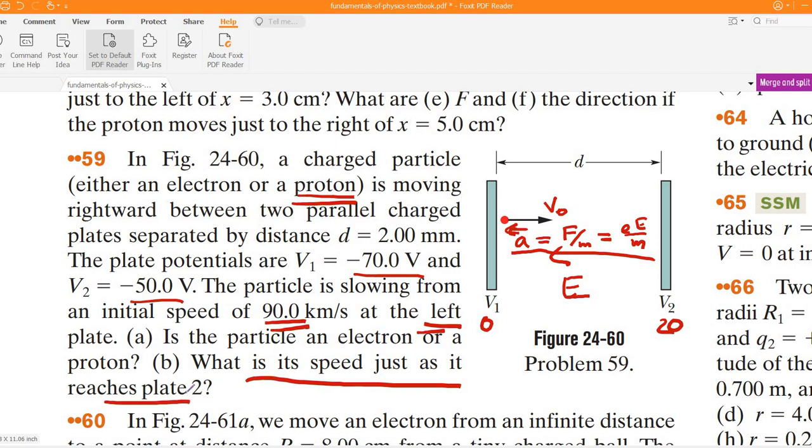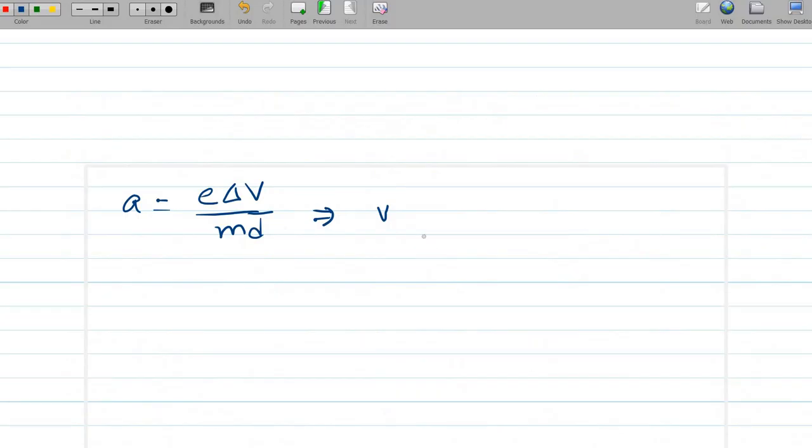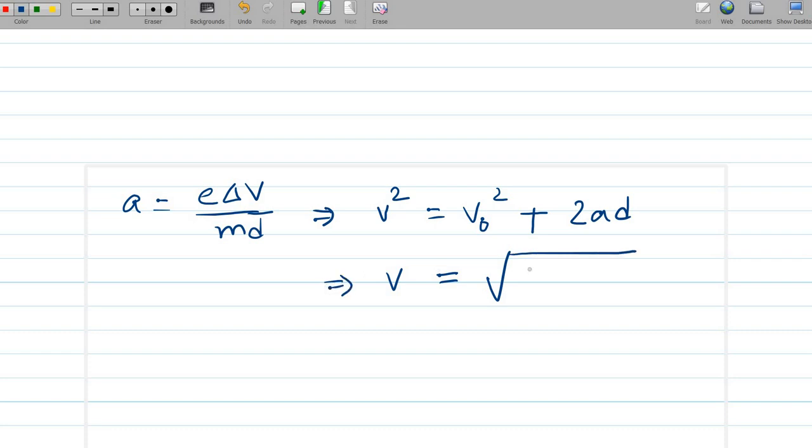Oh, alright. So for that, we'll need to know this formula, v squared equal to v naught squared minus, or I should say plus, yeah, plus 2ad. And so v is going to be the square root of v naught squared, and the acceleration is, compared to the initial velocity, negative. So I should put a minus sign here, right?